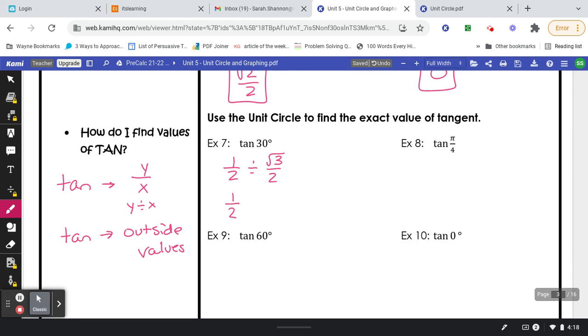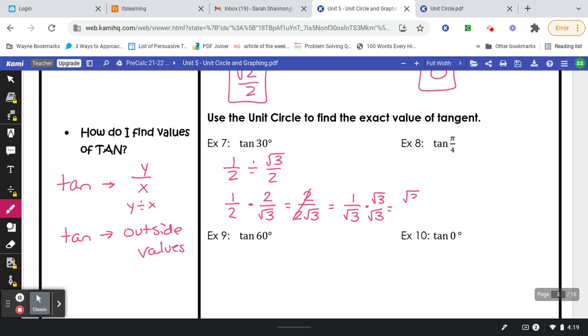Then in order to divide fractions, we flip the second one and multiply, which gets us 2/2 radical 3. The 2's cancel. Get us 1 over radical 3. And then we have to rationalize the denominator.